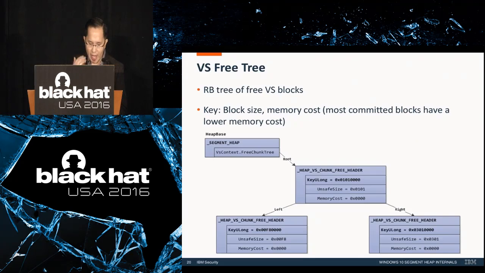So similar to the backend, the key is set up that way so that when searching for free VS blocks, a best fit search is done with the most committed blocks given preference. In other words, if two VS blocks with equal size will fit the allocation request, the most committed block will be selected.